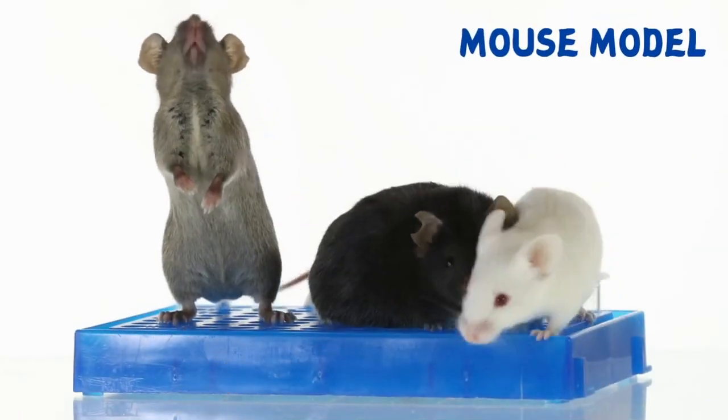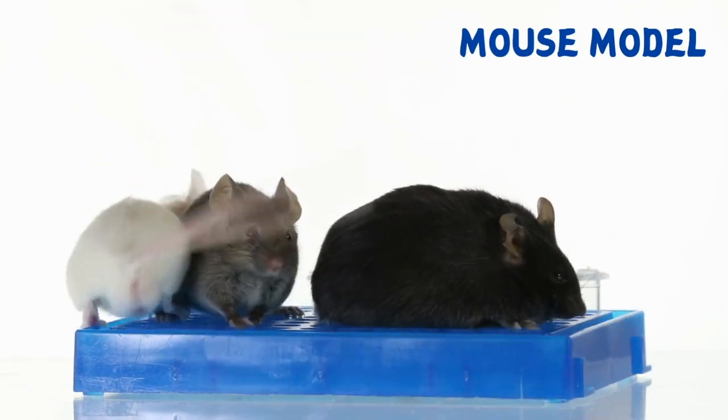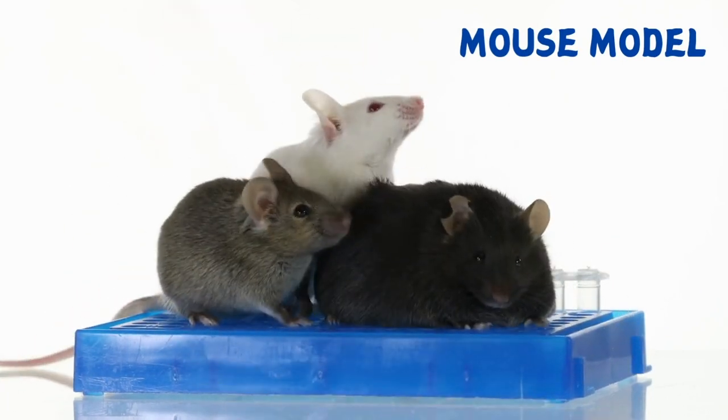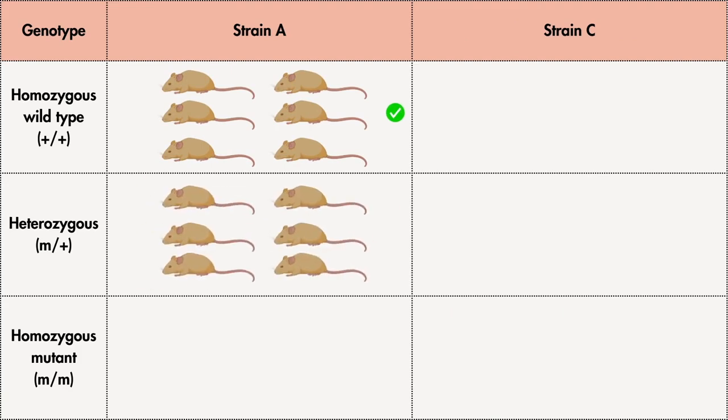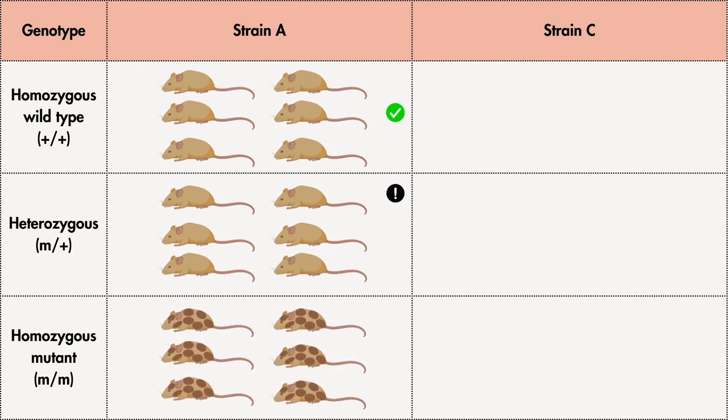Now, keeping the concept of genetic modifiers in mind, let's look at the mouse model. The wild-type mice in strain A have a homozygous genotype and display a normal coat color phenotype. Mice that are heterozygous for the M mutation carry the mutation but do not exhibit any coat color changes because the M mutation is a recessive condition. Therefore, only homozygous mutant mice show the variegated spotted coat color phenotype associated with this mutation.